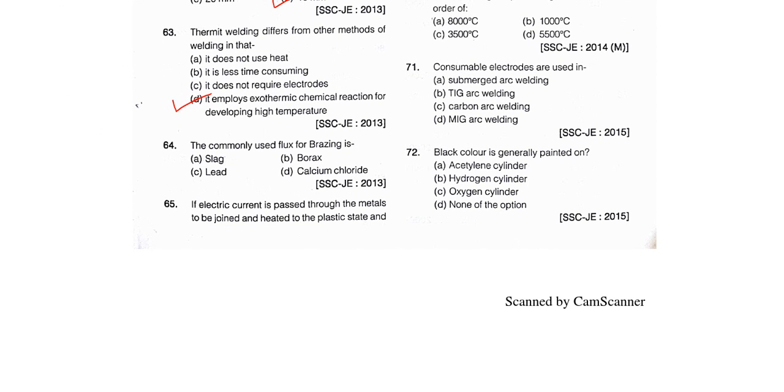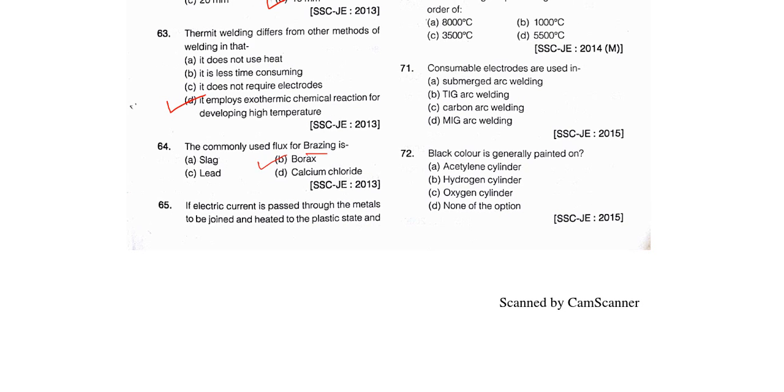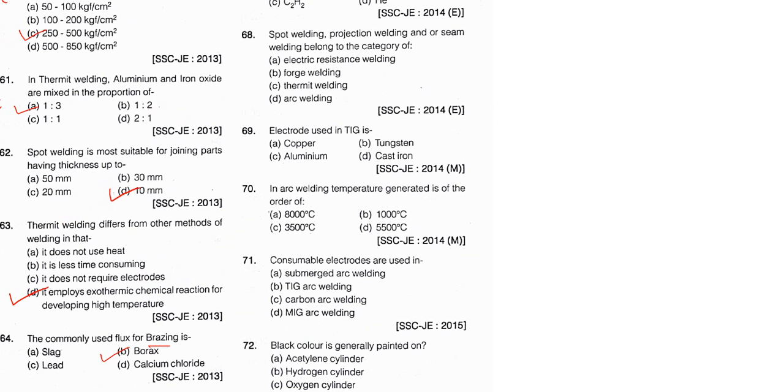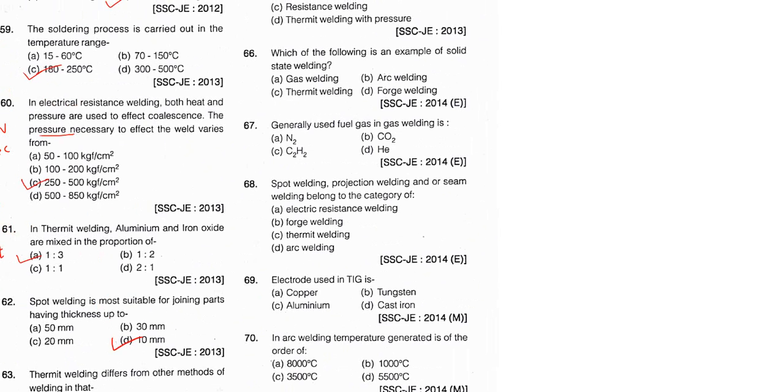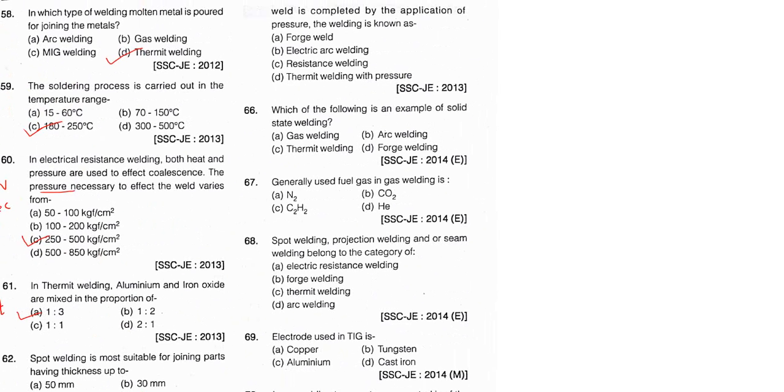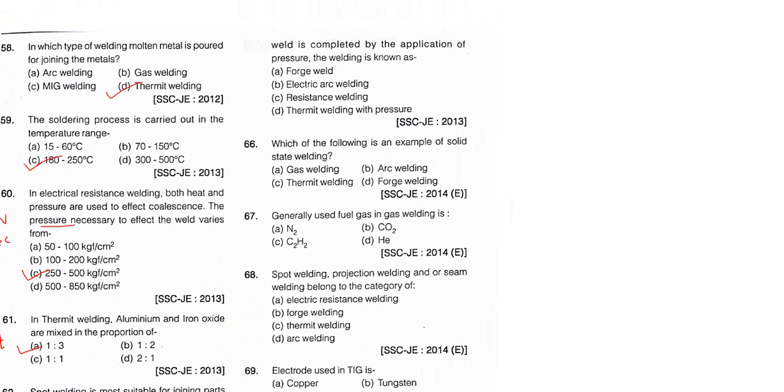Now we have seen a solder is made up of what? Now this question is talking of what? Brazing. So basically it is what? Borax. Next, if electric current is passed through the metal to be joined, heated to the plastic state, and weld is completed by the application of pressure, the welding is known as.